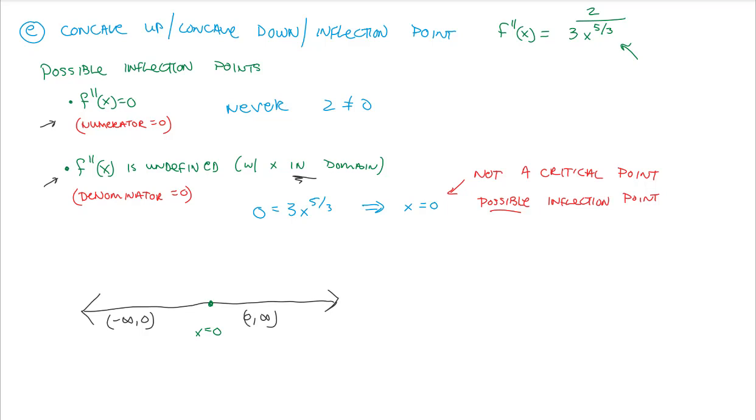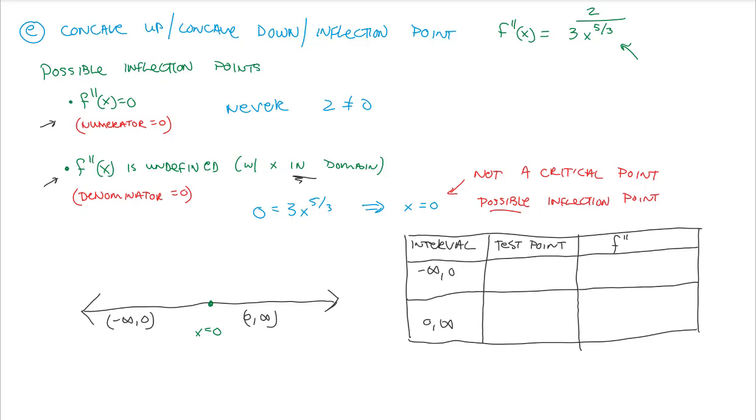So again, let's make a table to organize our work. We only need 2 rows in our table this time because we have the interval from -infinity to 0 and from 0 to infinity. Good test point values would be -1 and +1. And then if we calculate our second derivative at -1 and +1, we're going to see that we do have a change in concavity.